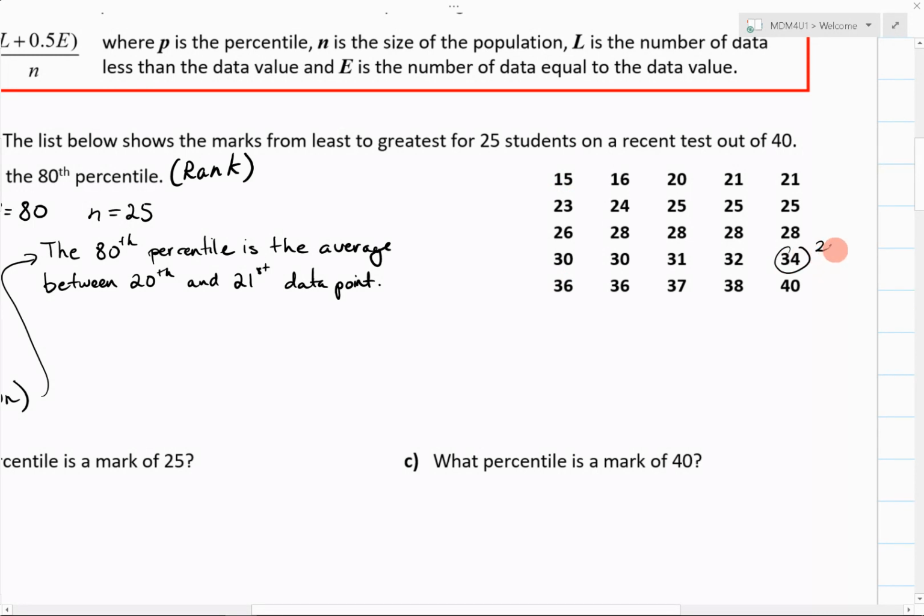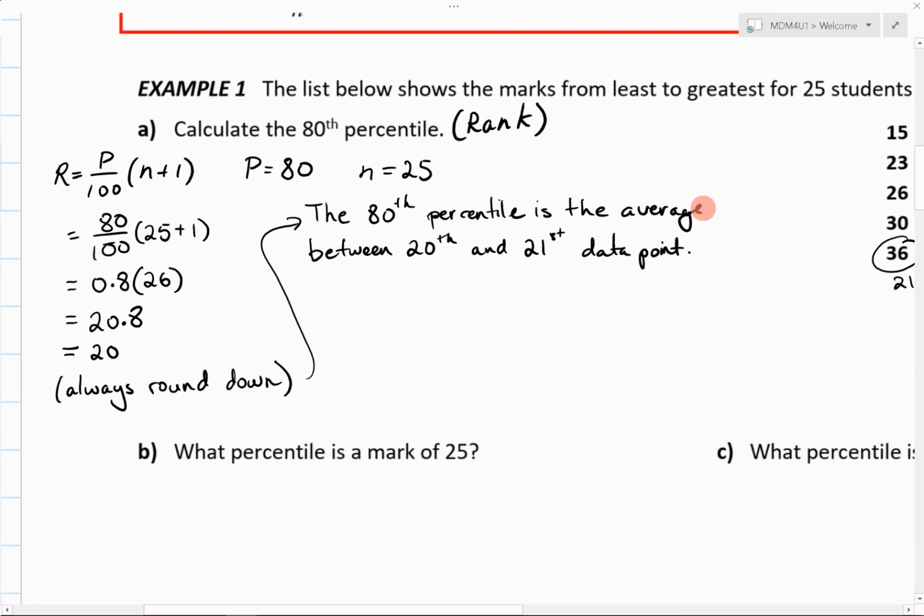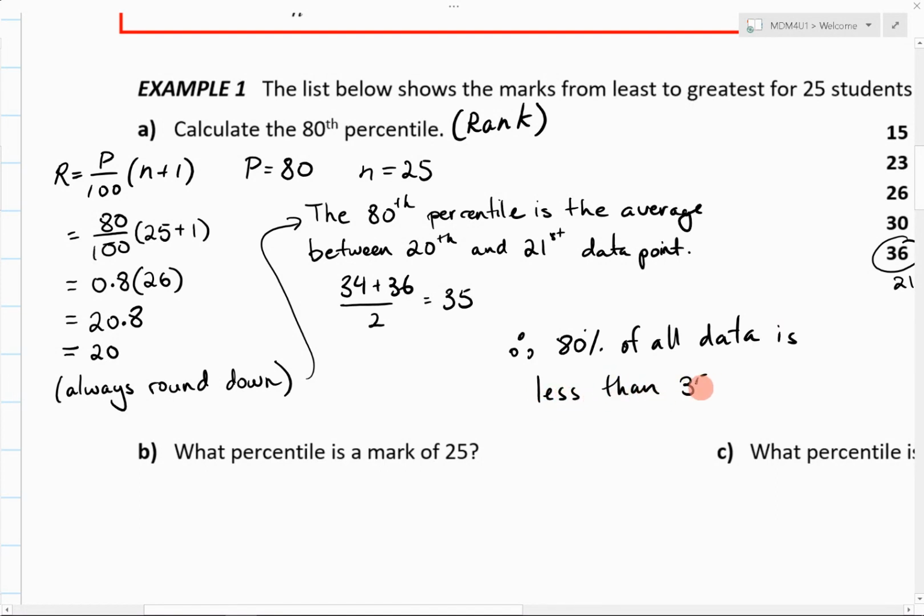So this is the 20th, and this is the 21st. So it's going to be the average of these two values, right? So it's going to be 34 plus 36 divided by 2, which is 35. Okay, so this means that, therefore, 80% of all my data values is less than 35.